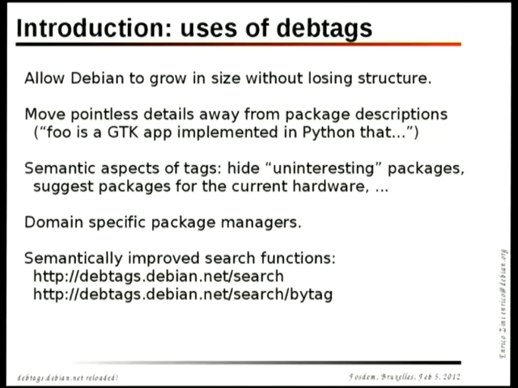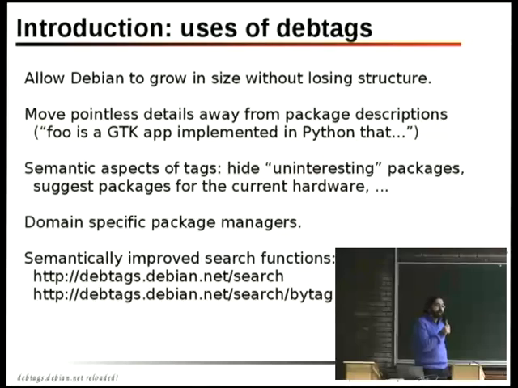So, uses of debtags. The whole point was, back in 2003 there were discussions on Debian development like, oh, we should stop accepting new packages because Debian is too big. I was like, no, let's just make Debian able to cope with more packages. And so one idea was to have a categorization system that could scale, because the previous one was only one section per package, and it didn't scale that well.